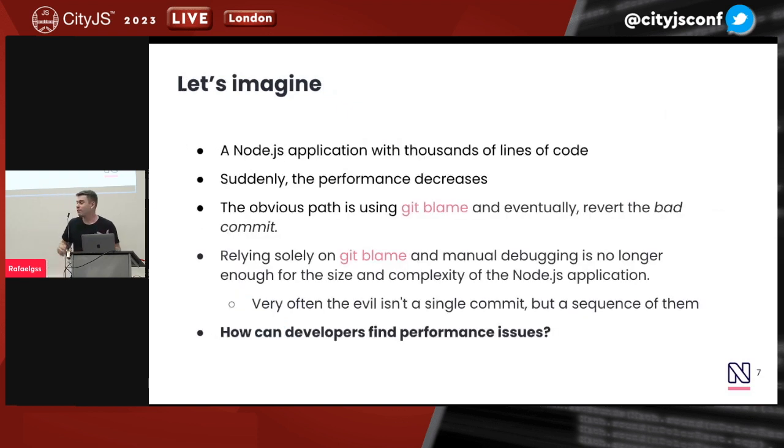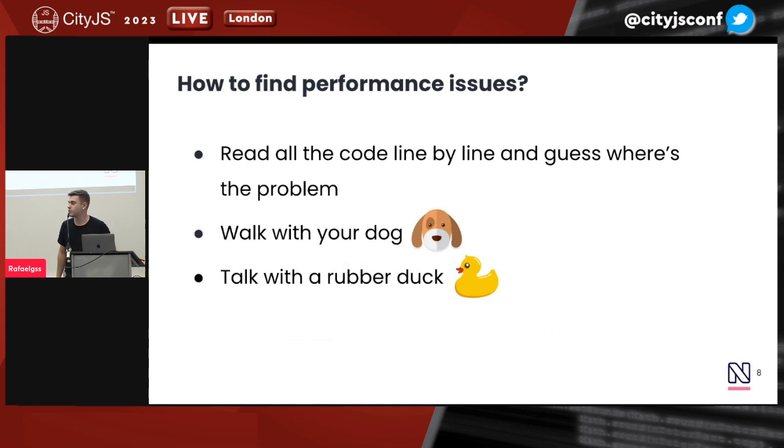So let's imagine you have a Node.js application with thousands of lines of code, and after one or two weeks of monitoring, you see that the performance decreases for some reason. The obvious path is, okay, I will go to the Git history, look at who did the bad commit, and revert it. But normally, this is not a good approach because performance issues do not appear in a single commit. They appear across several of them, a sequence of commits. So how can developers find performance issues? That's why we use Clinic.js.